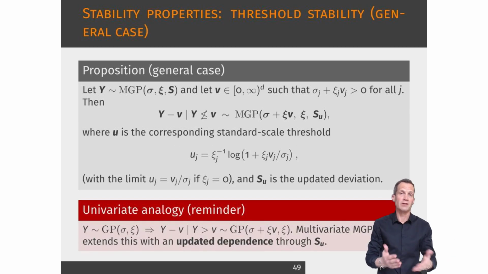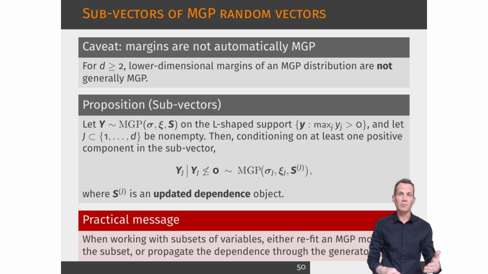This slide extends threshold stability to the general multivariate GP case with arbitrary scales and shape parameters. When the threshold is raised, the scale vector is updated, while the shape vector stays the same. The dependence component is also updated through the corresponding standard scale threshold. This is the exact multivariate analog of the univariate GP threshold stability property. The key message is that the shape parameters remain invariant under threshold increases, while scale and dependence must be updated consistently.